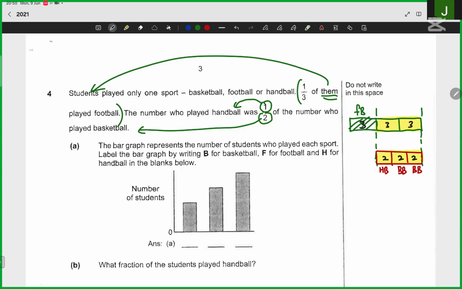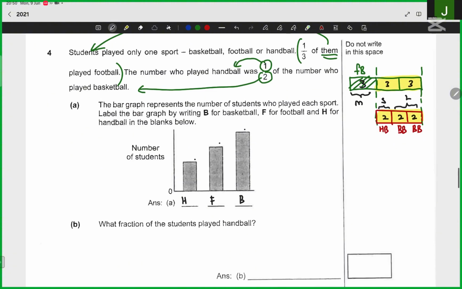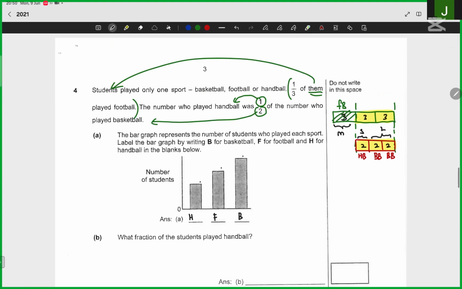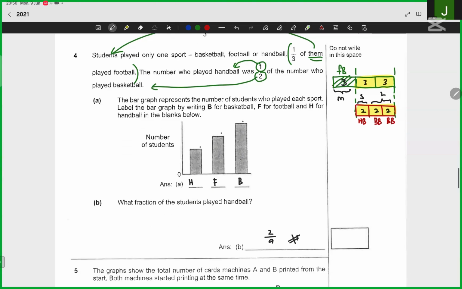So from the looks of it, this one must be the smallest. This football is medium, and basketball is the largest. So we got our order already. This is handball, this is football, and this is basketball. Or did you say H, F, and B only? Oh, so H, F, and B. What fraction of the students played handball? 2 out of a total of 9. That's all.